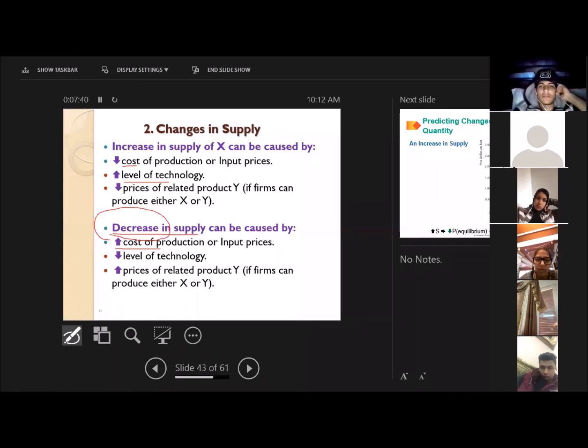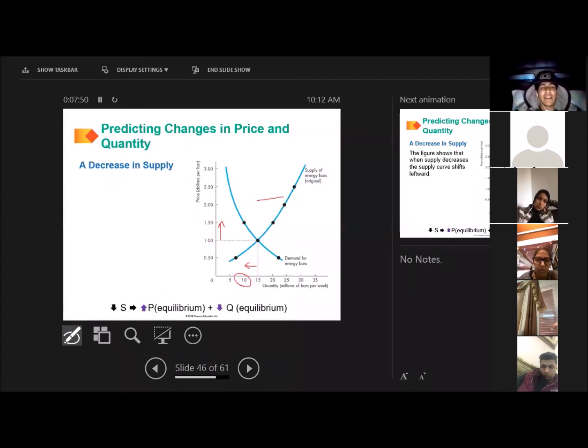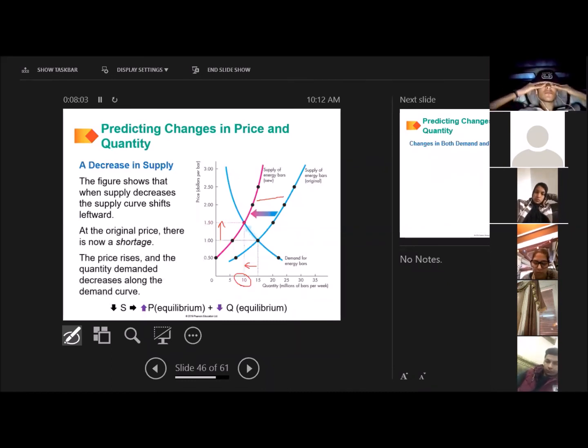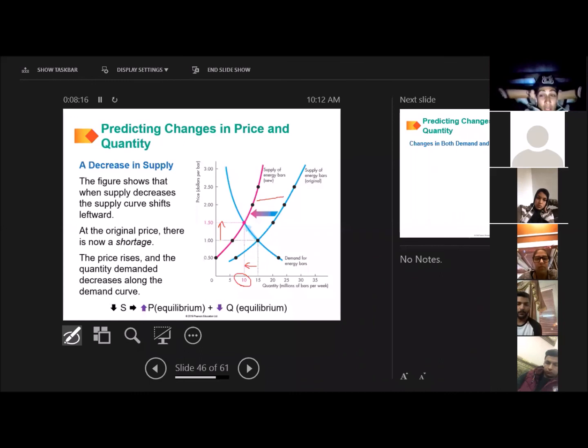Okay. So if the cost of energy increases, that means the cost of production will increase. Cost of production increase will lead to shifting the supply to the left. So if the supply shifted to the left, the equilibrium quantity will decrease, but the price will increase. Is it clear? Okay.